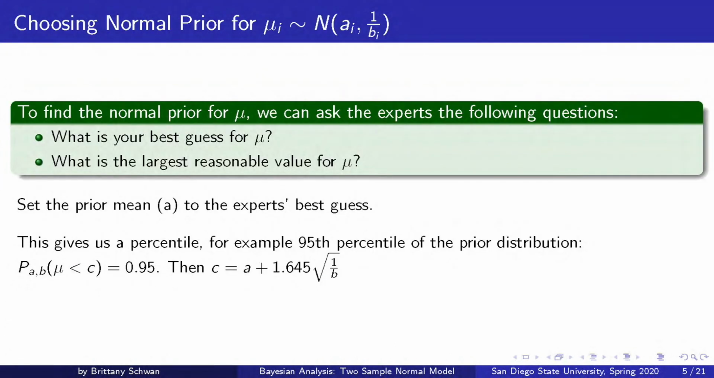To find the normal prior for mu, we have to ask the expert what their best guess for mu is. Then we set the prior mean to be A, which is the expert's best guess. Then we can ask the expert for the largest reasonable value for mu, or more specifically, a value for which there is only a 5% chance that mu would exceed it. This gives us the 95th percentile of the prior distribution. After that, we can solve a 2x2 system of equations to obtain the A and B pair.